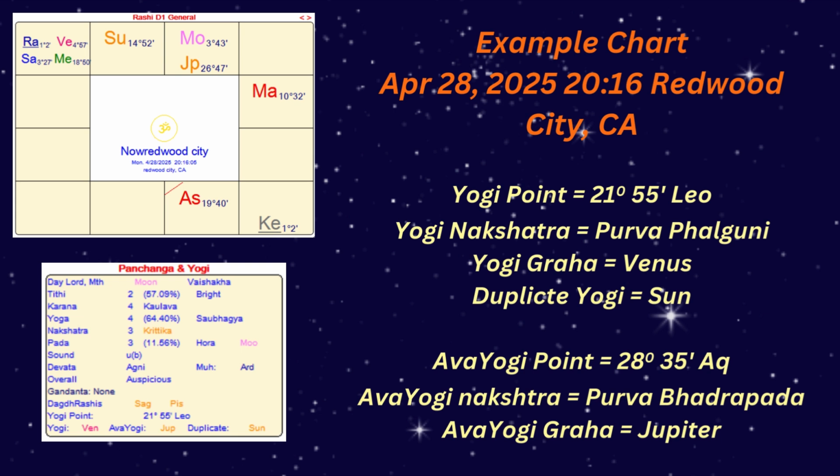Now for the Avayogi point, it's at 28 degrees and 35 minutes in Aquarius. This falls under Purva Bhadrapada Nakshatra, which is ruled by Jupiter. So the Avayogi Graha is Jupiter. As you can see, all of this matches exactly with the values shown in Sri Jyoti Star, confirming our calculations.